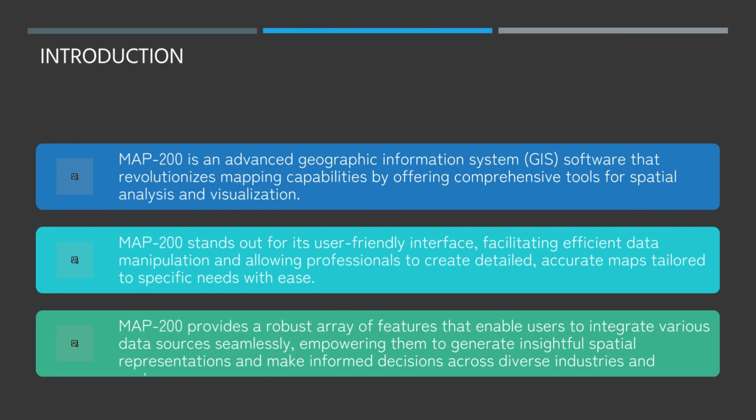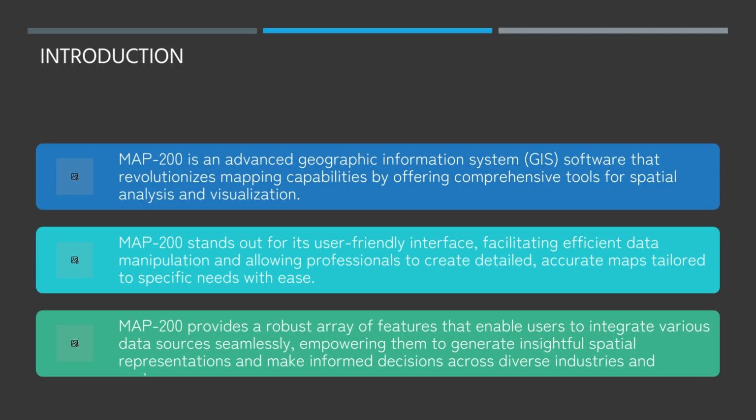Okay, my name is AIMAN SAIFULLAH. I'm going to explain our group introduction. MMP is Advanced Geographic Information System GIS software that revolutionizes mapping capabilities by offering comprehensive tools for spatial analysis and visualization. MMP stands out for its user-friendly interface, facilitates efficient data manipulation, and allows professionals to create detailed, accurate maps tailored to specific needs with ease.